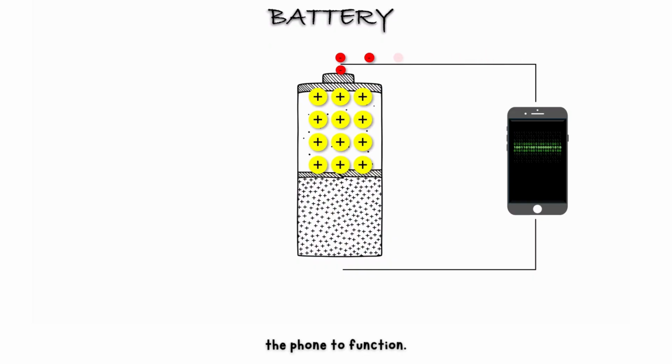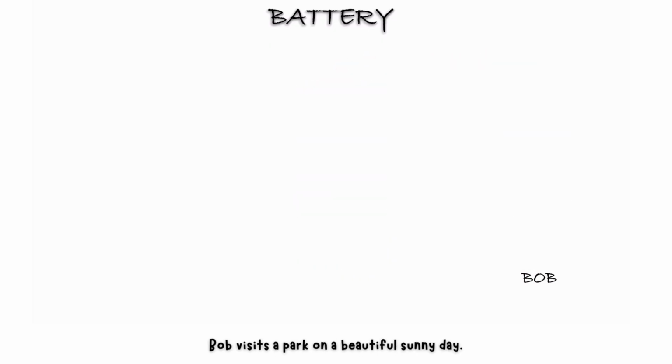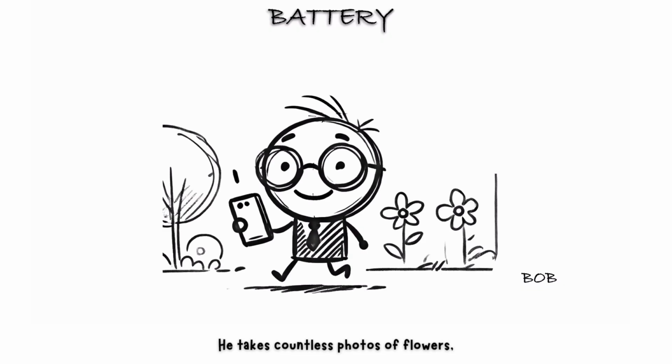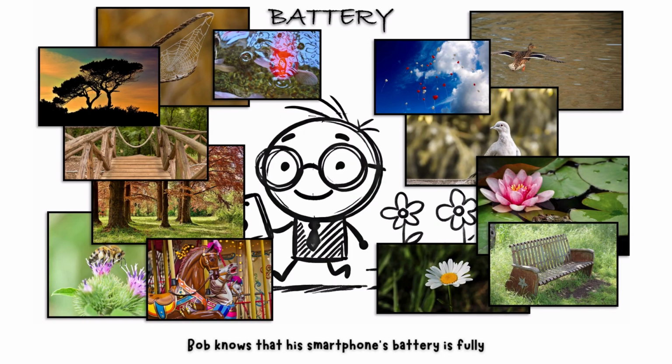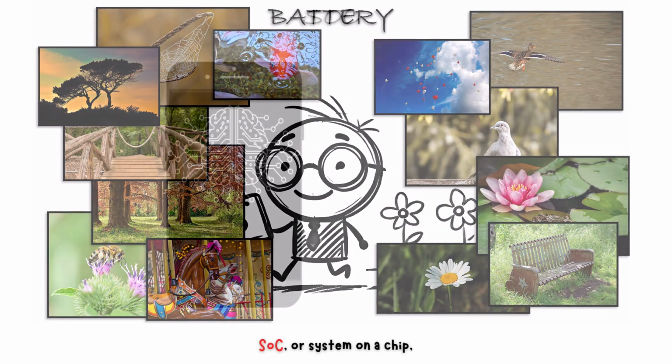Bob visits a park on a beautiful sunny day. He takes countless photos of flowers, animals, and breathtaking landscapes. Bob knows that his smartphone's battery is fully charged, so he can fully enjoy all his activities.